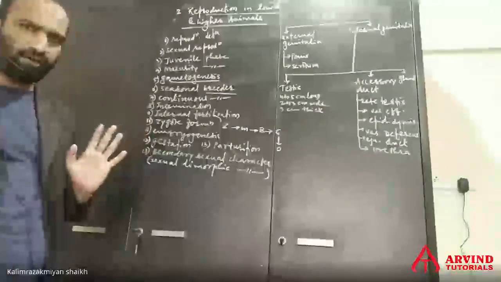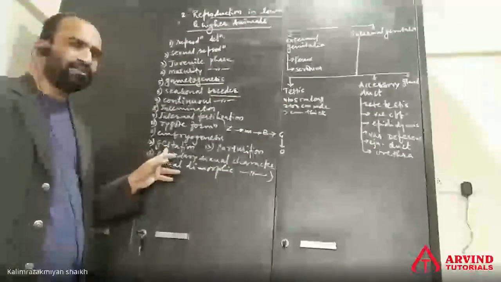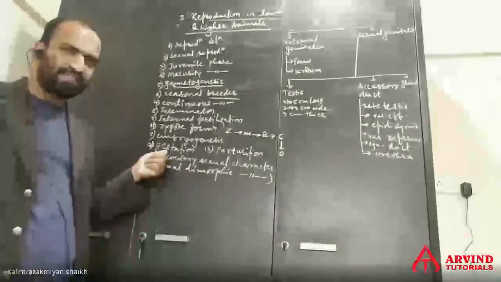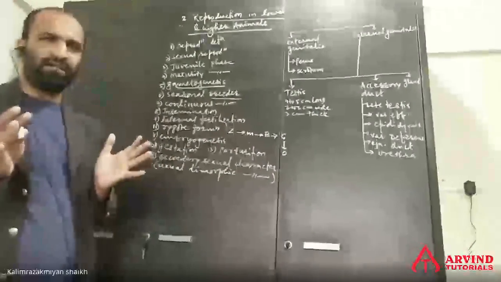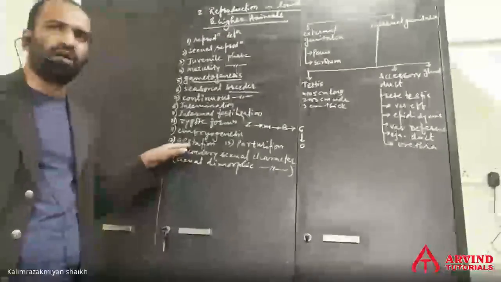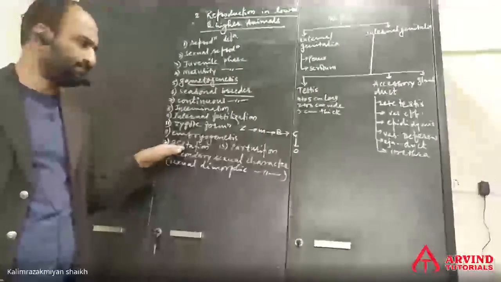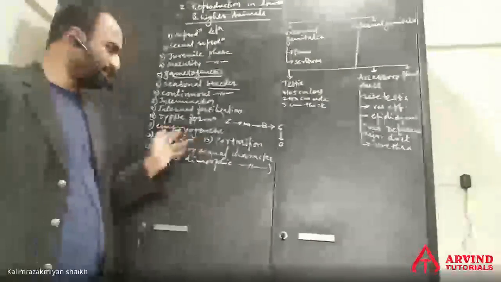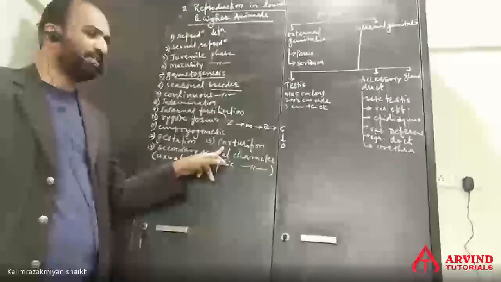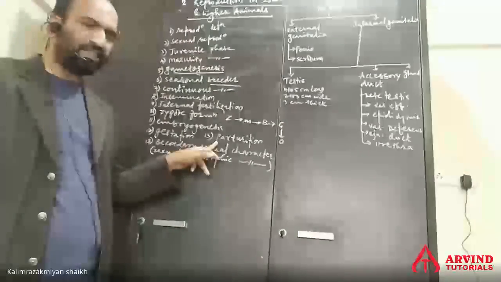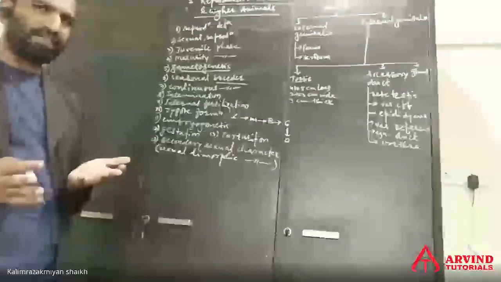After embryo formation, the next topic is the gestation period. What do you mean by gestation? Pregnancy period. From the first day to 9 months, that pregnancy period is called the gestation period. After the gestation period, after 9 months, there is parturition. That is called childbirth. So after parturition, childbirth takes place.